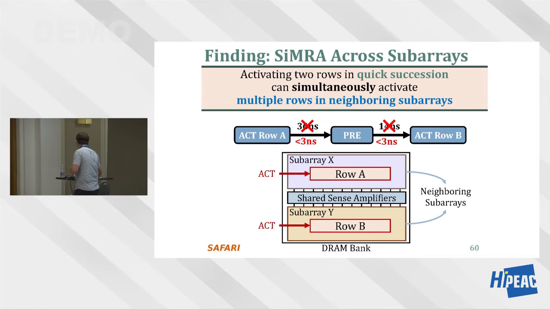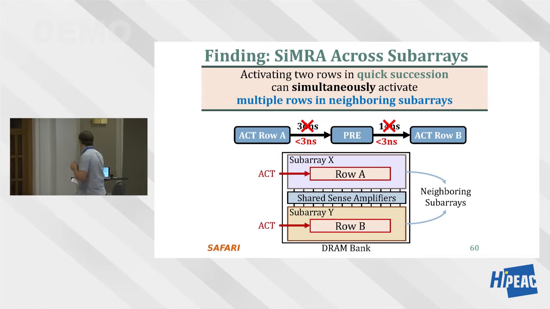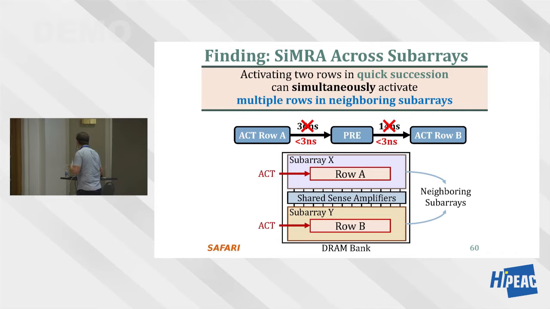Now if you greatly reduce the timing parameters by having a programmable memory controller like we designed, it turns out you can activate both of these rows. You activate this row, and before it settles, you activate the other row, so both rows stay activated. This means they can communicate through the shared sense amplifiers. Now let's take a look at those shared sense amplifiers.